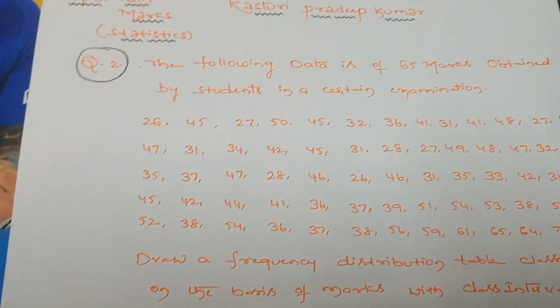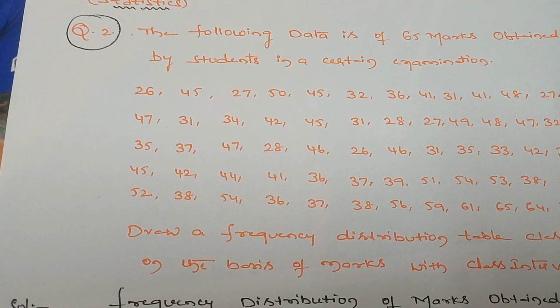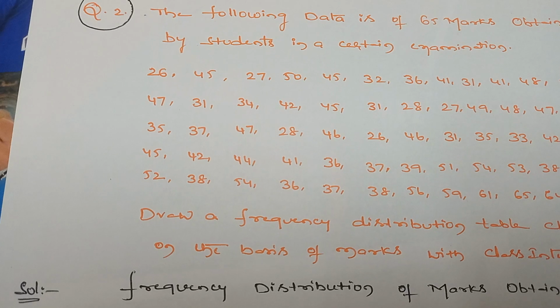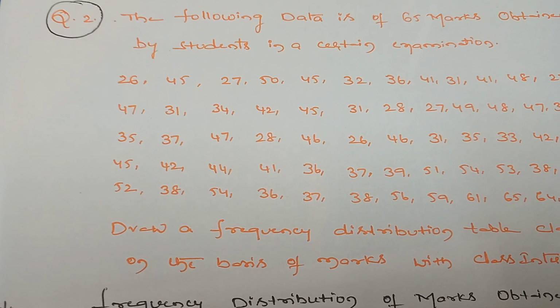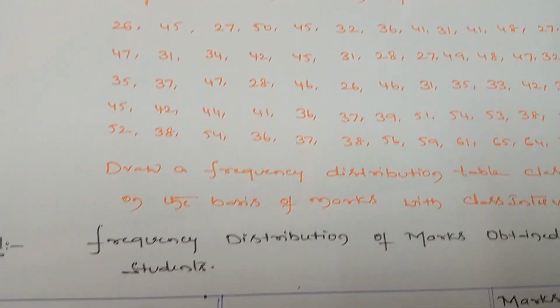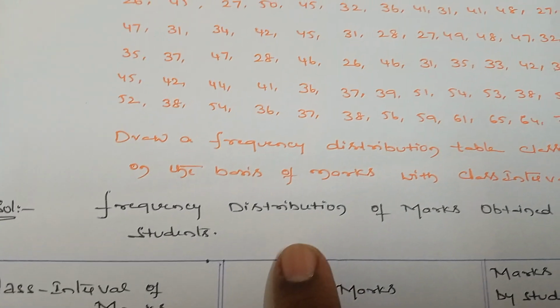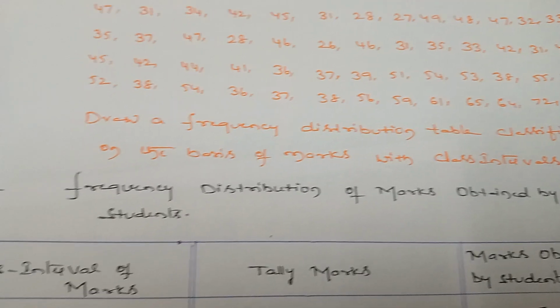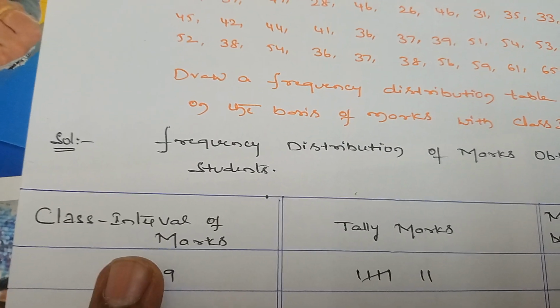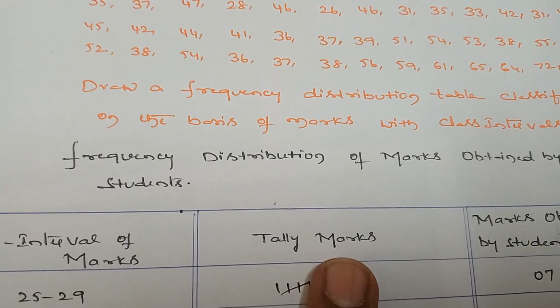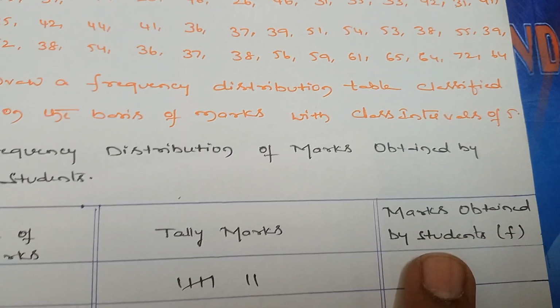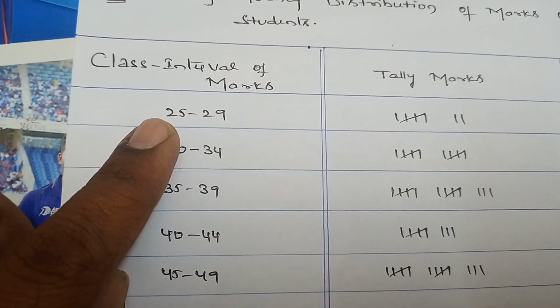Okay, to prepare this table we need three columns, that is class interval, tally marks and the frequency. Therefore, for the frequency distribution of the marks obtained by the students, we need three columns: class interval, tally marks, and the number of students, which is nothing but the frequency.